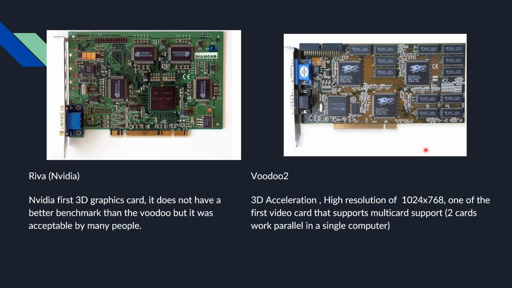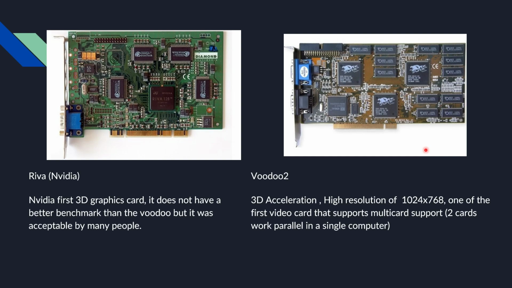Another graphics card is the Riva by NVIDIA. It does not have a better benchmark than the Voodoo, but it was pretty much accepted by all users. I figured that the Riva was cheap, that's why it was acceptable to all the users. And it benchmarked as good as the previous graphics card, which was the Voodoo.